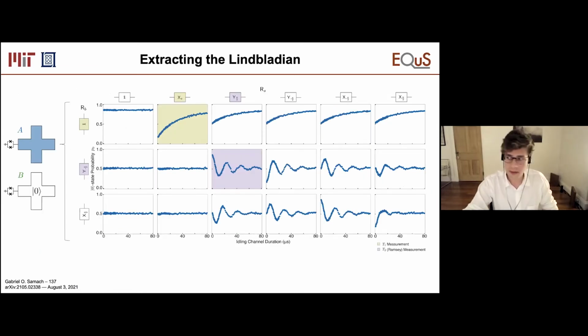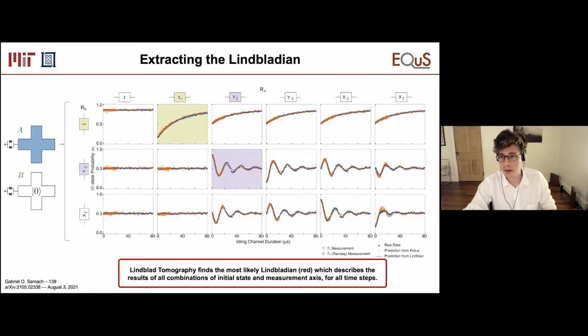So again, returning to our measurement outcomes, in blue are the raw measurement outcomes. And now here I've superposed the results of both the Kraus estimation, these are the orange X's, as well as the most likely Lindbladian describing the evolution. And that's the red curve here. So here, Lindblad tomography has found the most likely Lindbladian, which really describes all combinations of initial state and measurement axes for all time steps. Again, this was just looking at a single qubit A, while qubit B was left in its ground state.